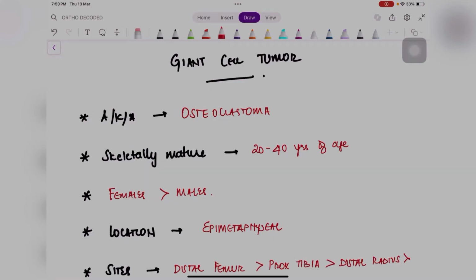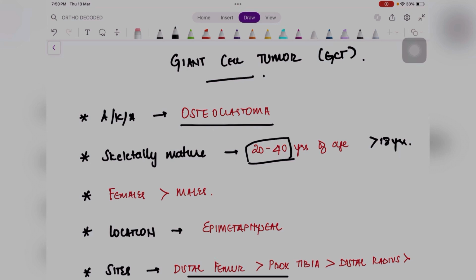Hello all. So today we will be discussing giant cell tumor. It is also known as GCT. The other name for GCT is osteoclastoma. This occurs only in skeletally mature patients, that means almost after 18 years. The most common age of presentation is around 20 to 40 years. It has more female preponderance, that is, females are more commonly affected than males.